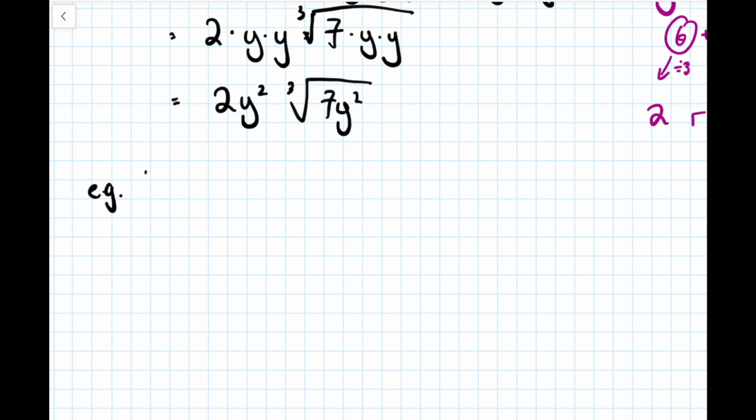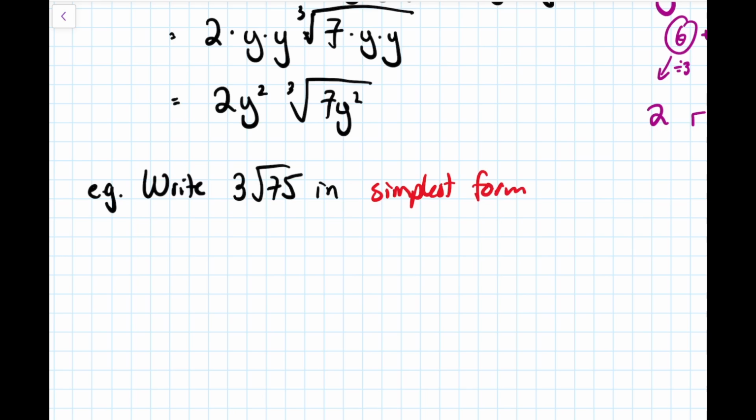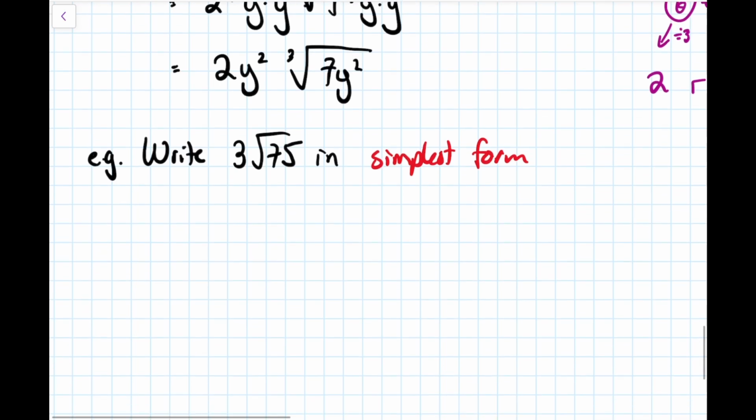Adding another little layer onto this. You might be asked something along the lines of, write 3 root 75 in what we'd say simplest form. So what simplest form means is just everything pulled out. So this already is a mixed radical. There is already that 3 on the outside. But when I say simplest form, I mean I can keep going. I can do a little bit more.